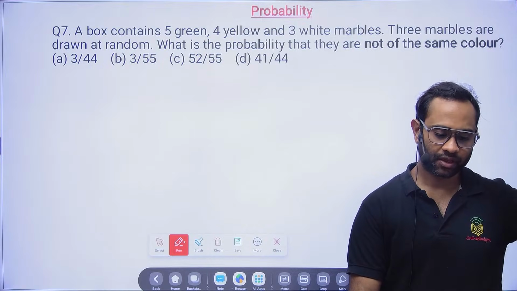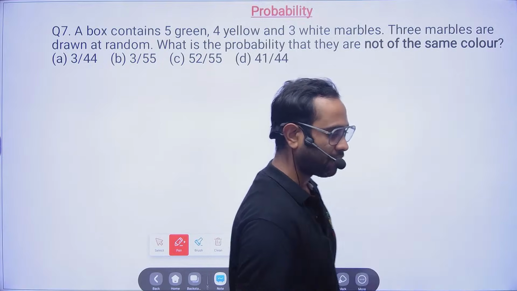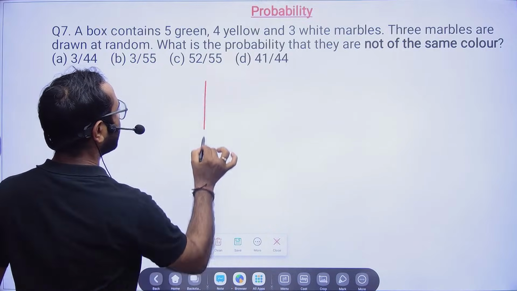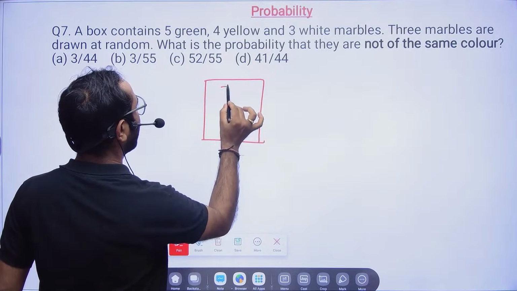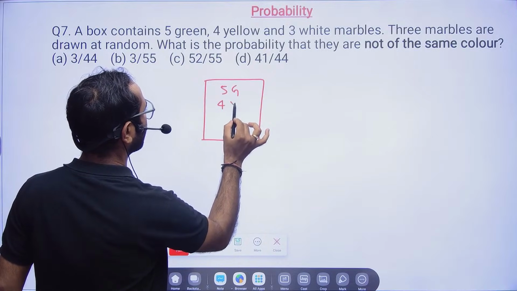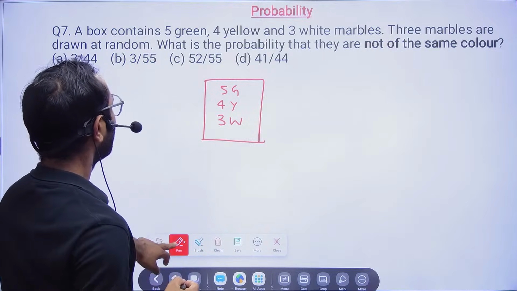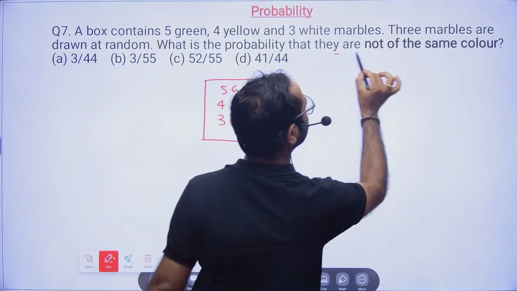Okay, so 41 by 44, or 3 by 44. A box contains 5 green, 4 yellow and 3 white marbles. 3 marbles are drawn at random. What is the probability that they are not of the same color?